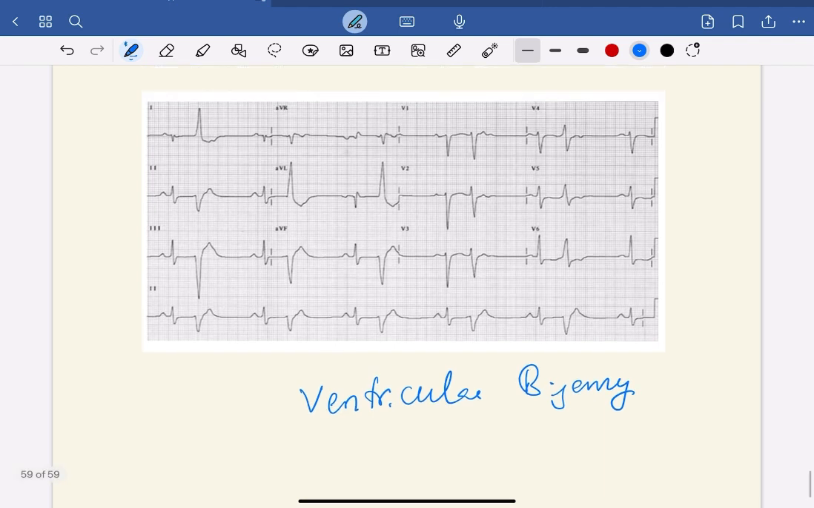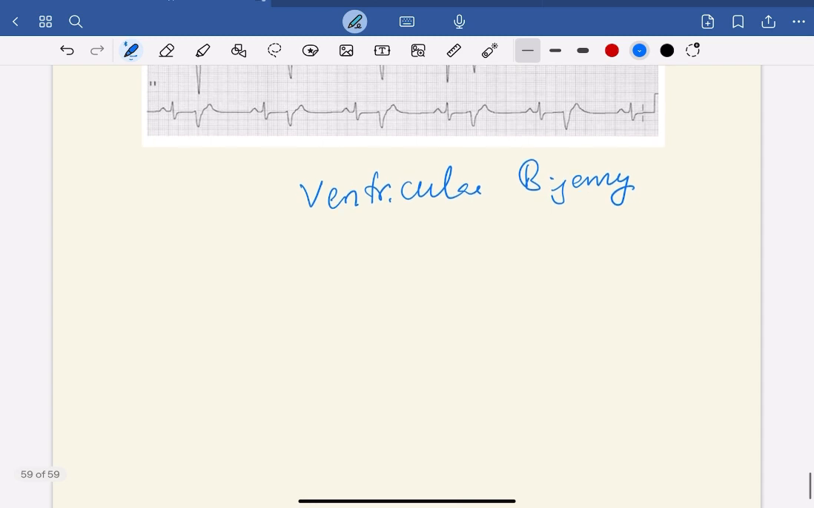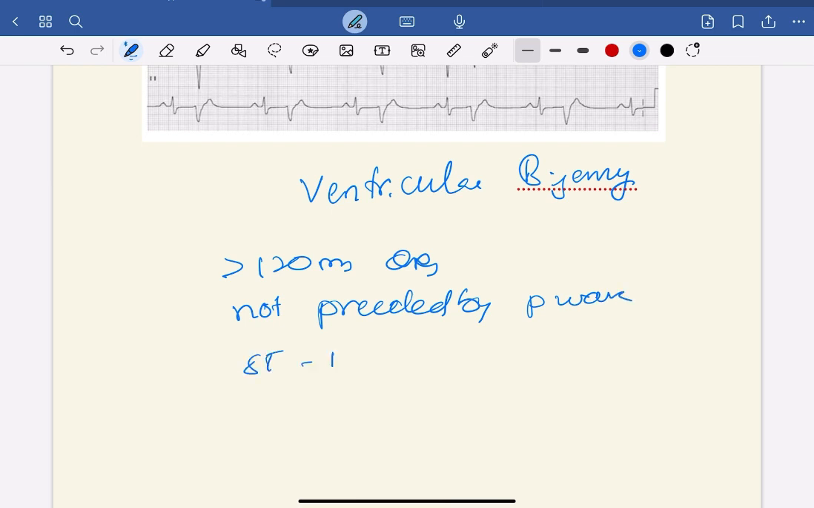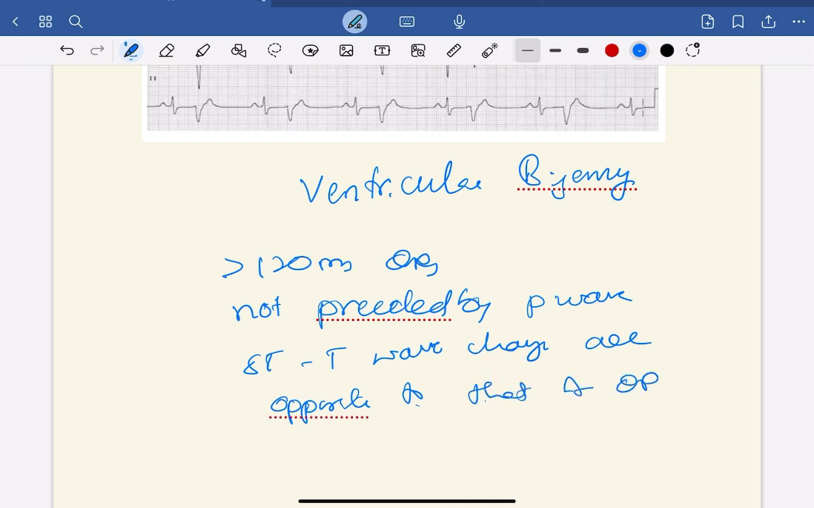So first, how did I say it is PVC? What are the diagnostic things to call it a PVC? First, it has to be a broad QRS complex, that is more than 120 milliseconds, and it should not be preceded by P waves, and ST and T wave changes are opposite to that of the QRS. So these are the three criteria to call it a PVC.